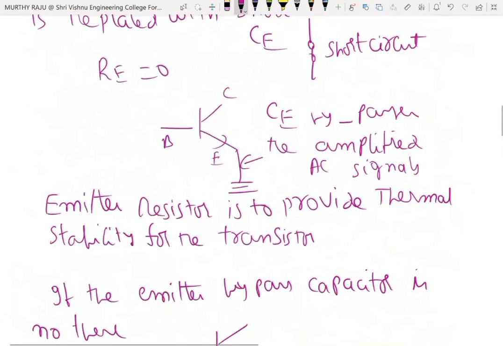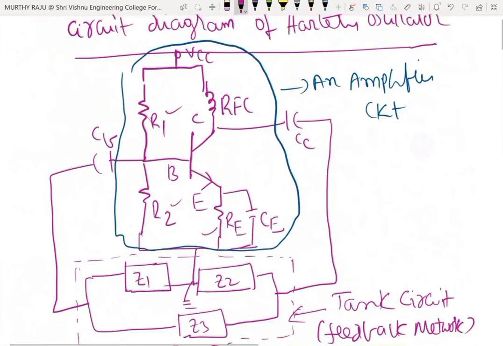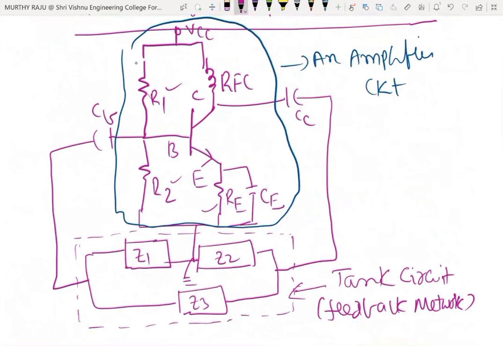Once again, I will explain. Here, this is the first one: the amplifier circuit consists of R1, R2, RE and the radio frequency choke. R1, R2, RE provide biasing stability. CE is the emitter bypass capacitor. CB and CC are coupling capacitors. CE is across RE. For AC analysis, CE acts as a short circuit, so RE is equal to 0. Therefore, the emitter terminal is connected to ground. AC signals flow through the ground terminal and do not affect the entire operation.